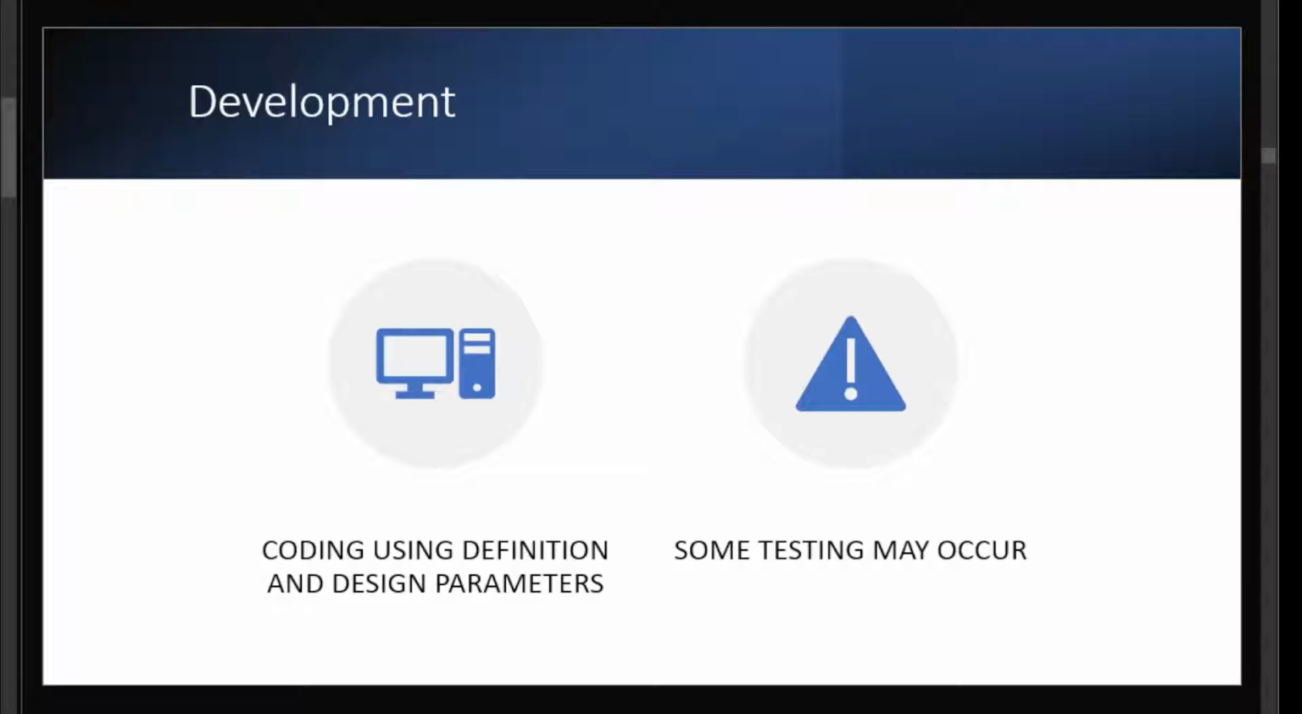Development. So in the development phase, they're going to be coding using definition and design parameters. All of those things that we just defined and made as parameters, we're going to use those to actually develop the application. And then some testing can occur in this, but there's a testing phase for this. There can be small tests of small bits of code in this area. Make sure your for loops don't go crazy, stuff like that.